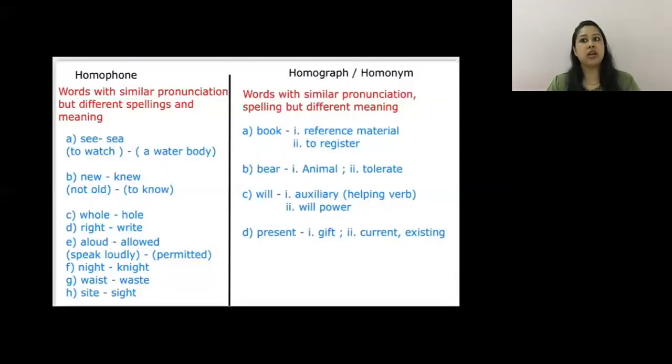Let's do this in detail. Let's understand what this is. So homophones are those words which have similar pronunciation but different spellings and meanings. The very first example I have stated here is sea and see. One is I'm watching something and the other is a water body. New and knew. Okay.